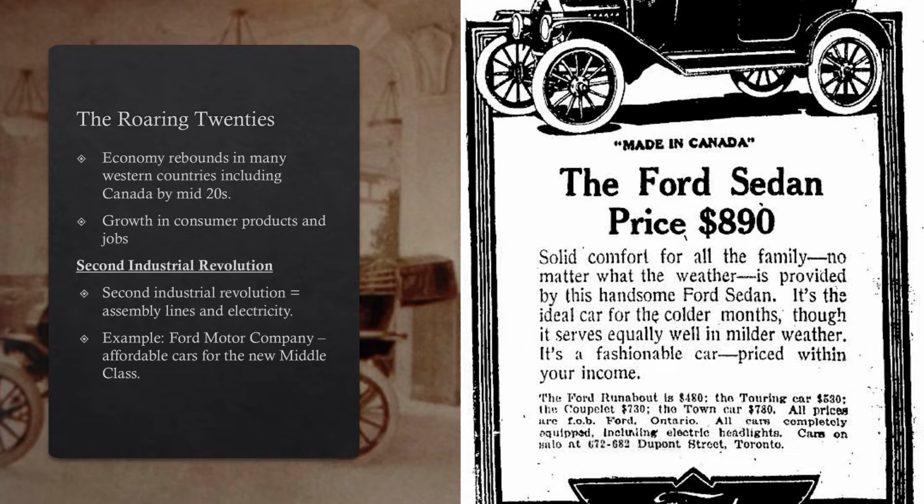A good example of assembly line production is the Ford Motor Company, which became one of the most successful mass-produced products in the world. Their Model T Ford and their Ford sedans became a car that was pretty much affordable to most middle-class families. As you see an advertisement here for a Ford sedan for $890, and these cars were made all over the place, including Canada.